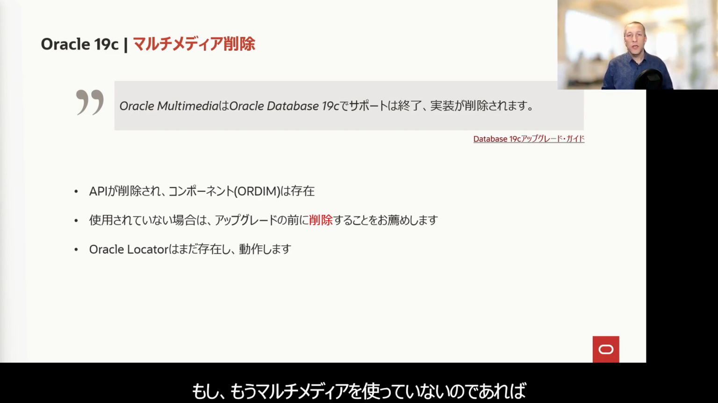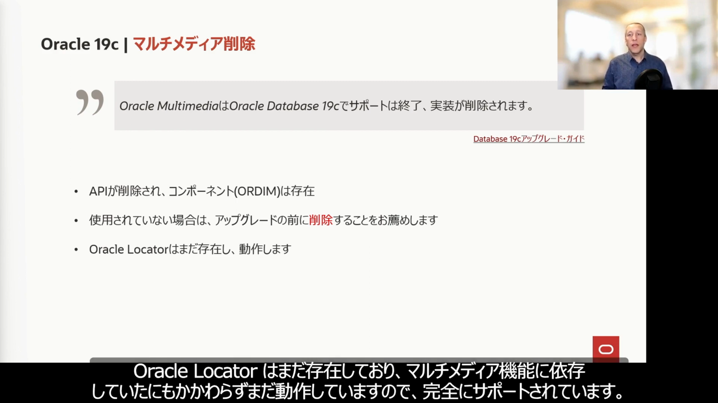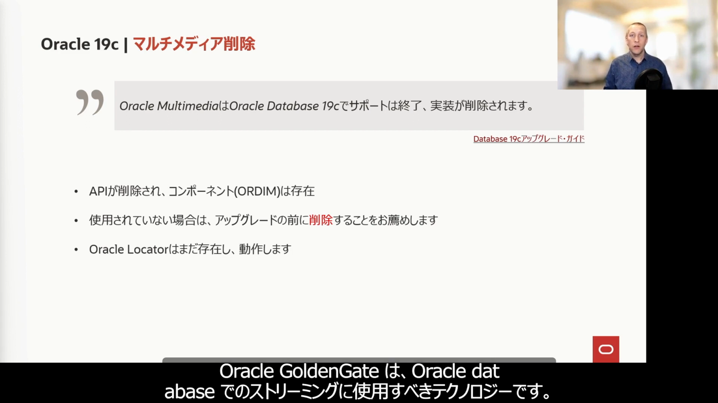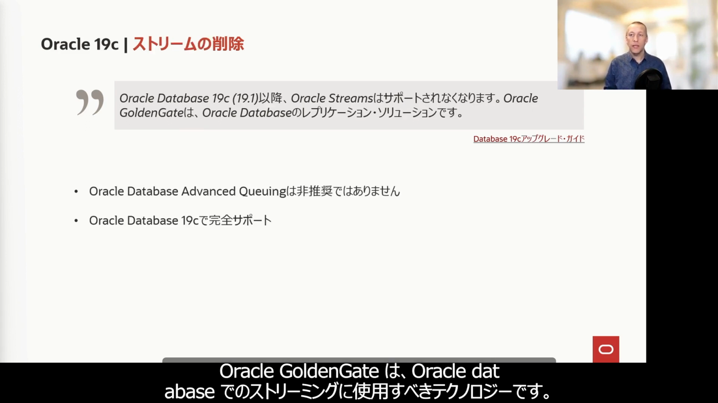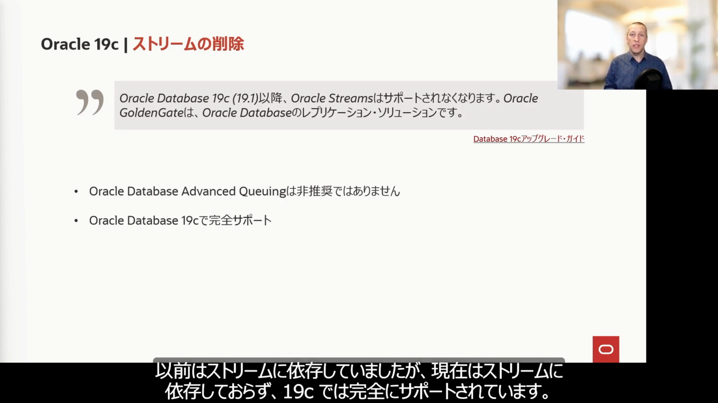If you're not using multimedia anymore, I suggest that you remove it before the upgrade to save some downtime during the upgrade. The Oracle Locator still exists and still works. Even though it used to rely on multimedia functionality, it's still fully supported. In addition, Streams has been de-supported as well. Oracle GoldenGate is the technology you should use for streaming with Oracle Database. Oracle Database Advanced Queuing is not deprecated and is fully supported in Database 19c. It used to rely on Streams, but it doesn't do so anymore, and it is fully supported in 19c.